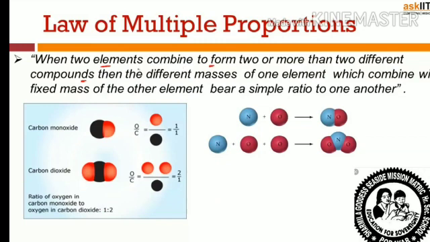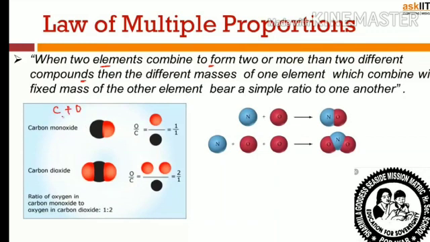Okay. So let's understand this statement by taking an example. If you see, let's take carbon monoxide. In carbon monoxide, we have two elements, one is carbon and the other is oxygen. So these two elements are forming two compounds. Some elements form more than two compounds.